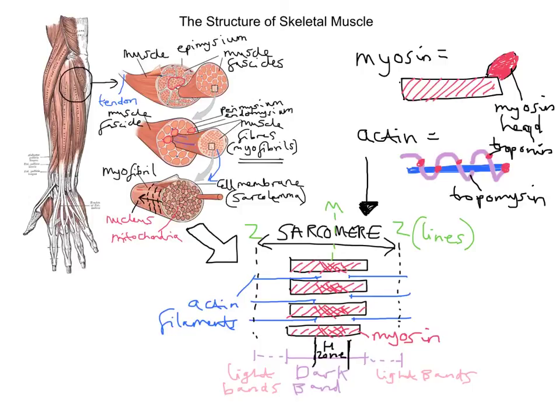This is just to really highlight the existence of the tropomyosin around the actin filament and those troponin complexes on that tropomyosin, and the fact that myosin has a myosin head attached to it. Okay, so that's a little bit there about the structure of skeletal muscle. Hope that helps.